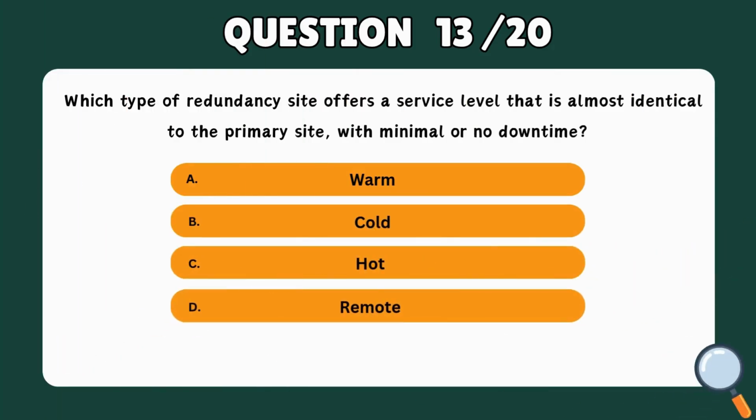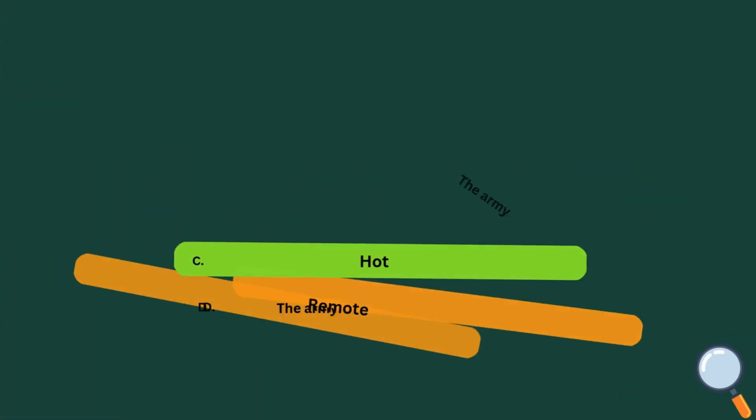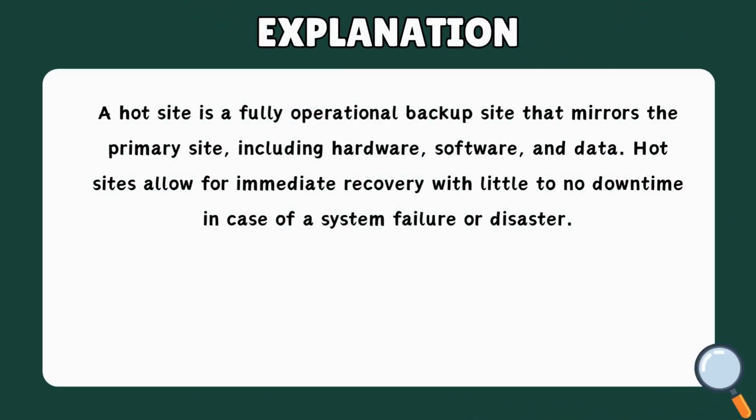Question 13. Which type of redundancy site offers a service level that is almost identical to the primary site, with minimal or no downtime? A. Warm. B. Cold. C. Hot. D. Remote. Correct answer, C. Hot. A hot site is a fully operational backup site that mirrors the primary site, including hardware, software, and data. Hot sites allow for immediate recovery with little to no downtime in case of a system failure or disaster.